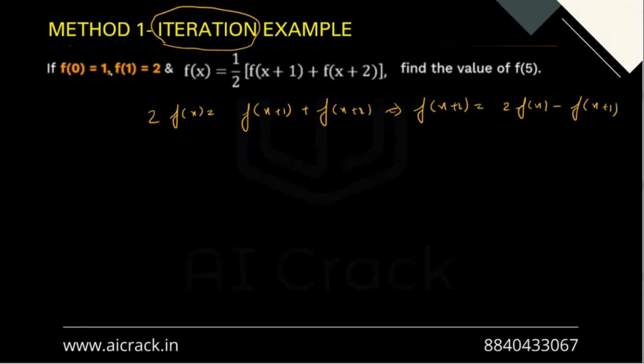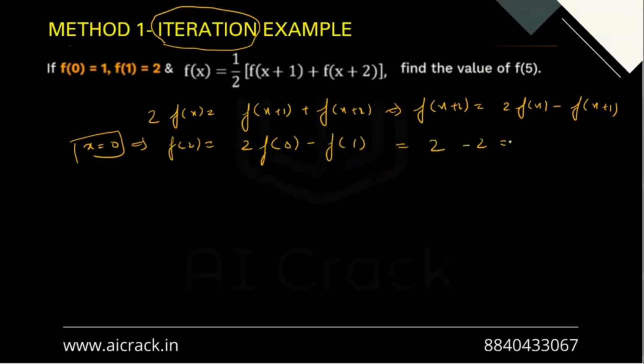Now we'll try to put in the values. We have been given f(0) equals 1, f(1) equals 2. So I can find the value of f(2) from here by putting x equals 0. Then we get f(2) equals 2 times f(0) minus f(0+1), that is 1, right? So 2 times f(0) is 2, and f(1) is again 2. 2 minus 2 is 0. Now we have got f(2) as 0.